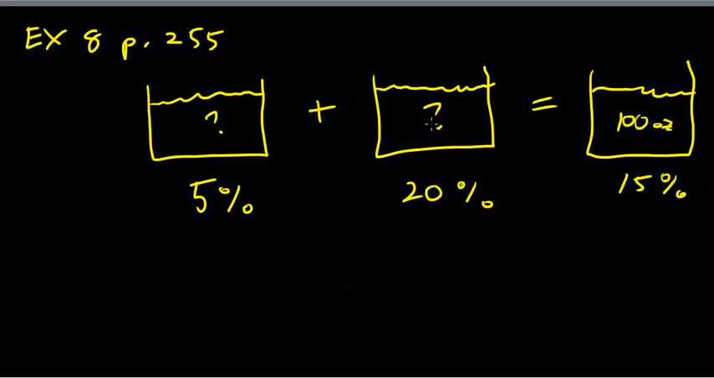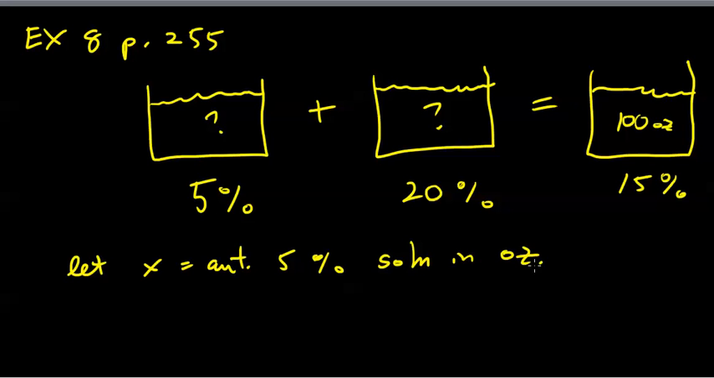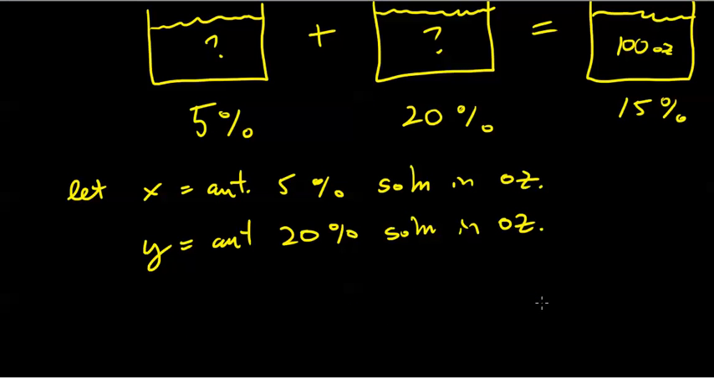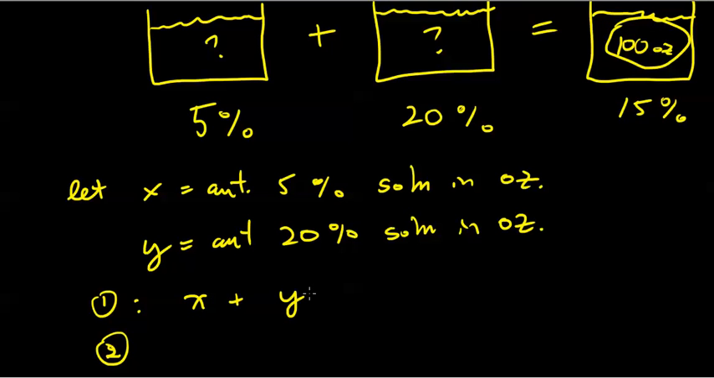I'm going to need to write a let statement here. Let x equal the amount of the 5% solution, in ounces. Let y be the amount I'm going to mix at the 20% solution, again in ounces. Now I'm going to squeeze out two equations, 1 and 2. I know for sure that x plus y has to equal 100 ounces. I've got x ounces and y ounces of either solution, and they both have to add up to 100.